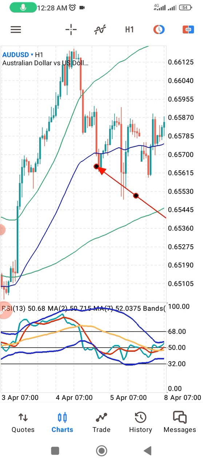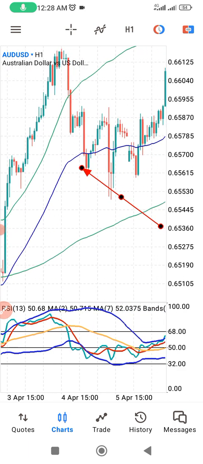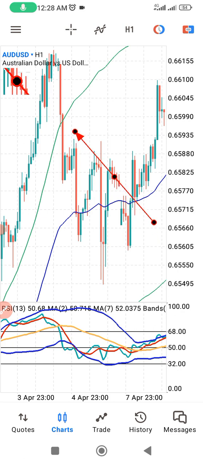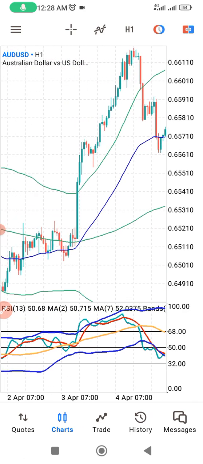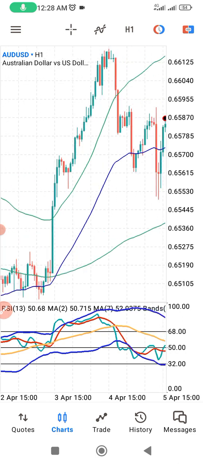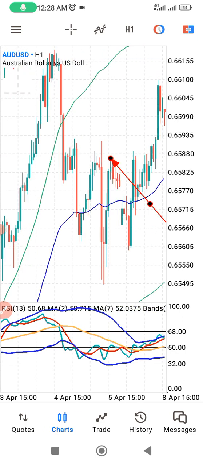Number two, what do we look out for? We want to see a pullback to the moving average. Okay, and here we have a pullback to the downside, a pullback to the moving average. So this is a pullback to the 50 EMA. All right, so we have this beautiful pullback into our moving average.